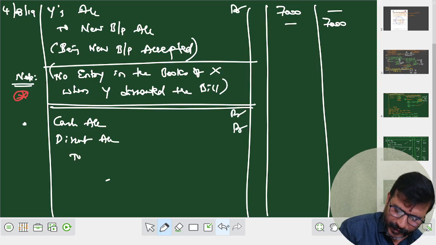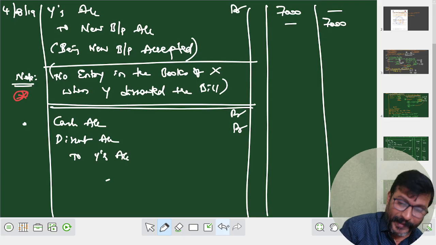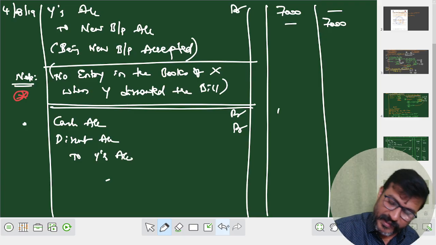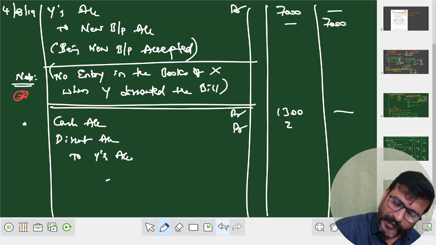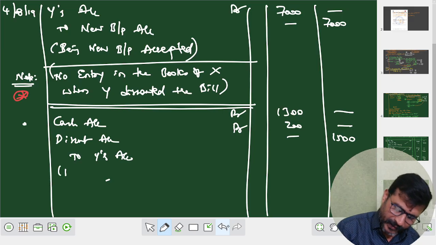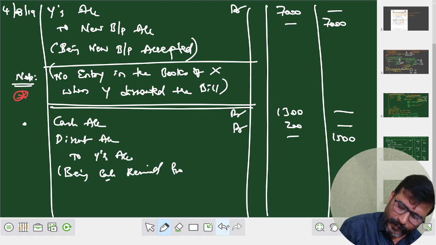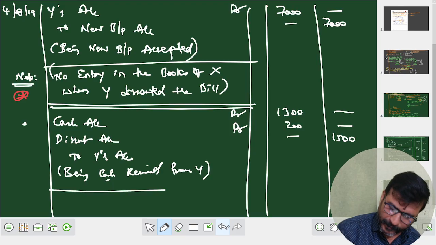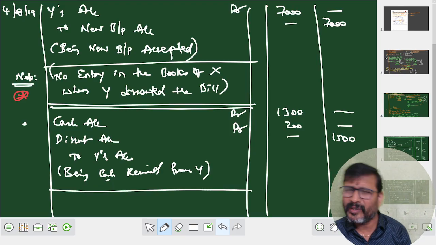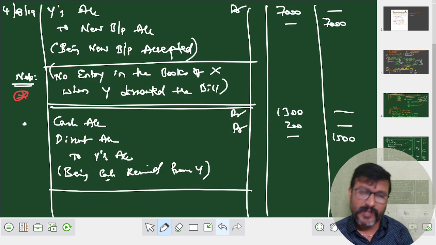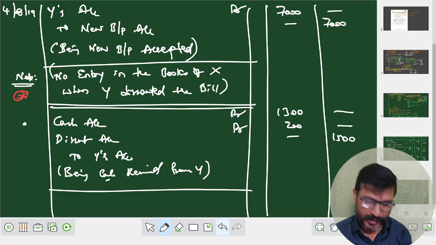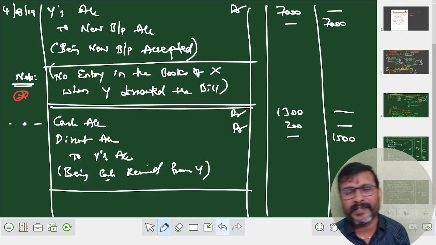Discount account debit to Y's account. How much cash is received? 1300 dash 200 dash 1500. Being cash received from Y. Date is not mentioned, no need to write the date, because for a new bill, duration is not mentioned. You can put a dot for the dates.